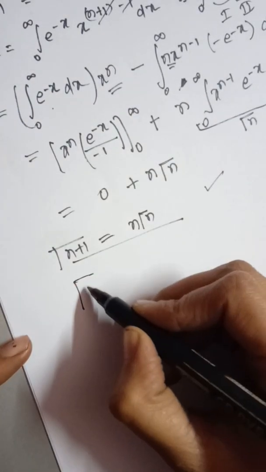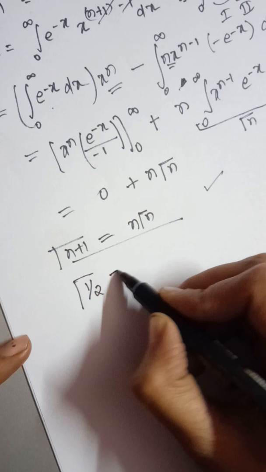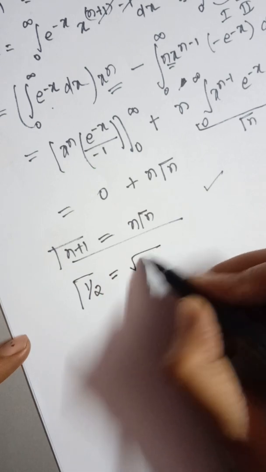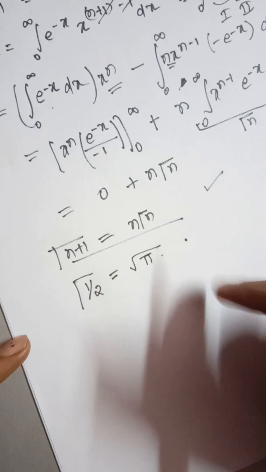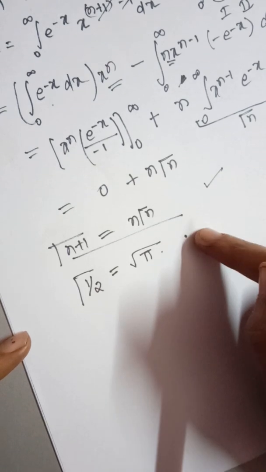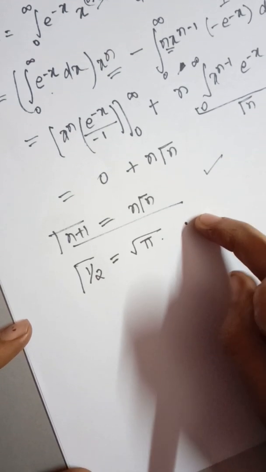There's one more identity that you should remember, that is gamma half is equal to root pi. This I will derive in the coming lectures because this will need knowledge of the Gaussian function as well, right?